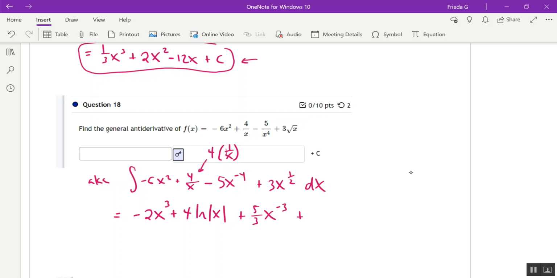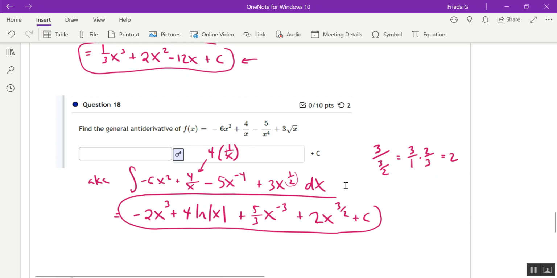And then for this last piece, we add 1 to a half to get 3/2. Sorry, let me do that again. So add 1 to get 3/2. 1 over 3/2 is 2/3. So I have 3 divided by 3/2, which is 3 over 1 times 2 over 3, which is 2. So plus 2x to the 3/2 plus c.